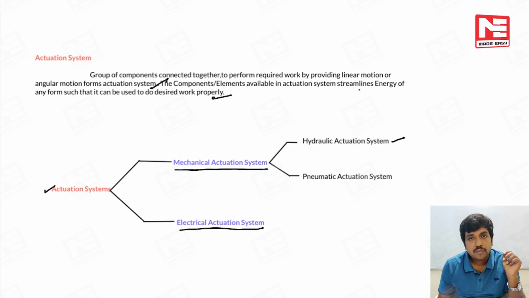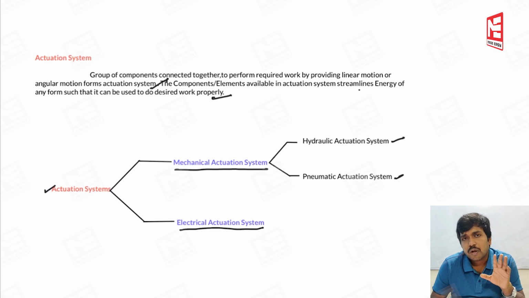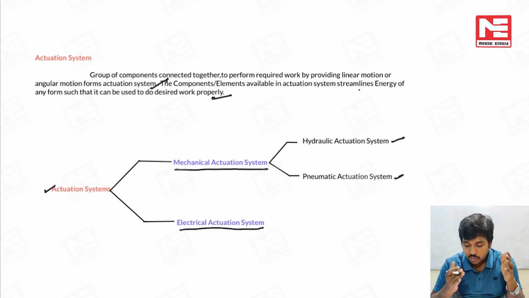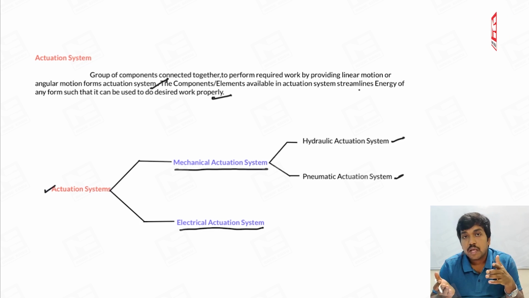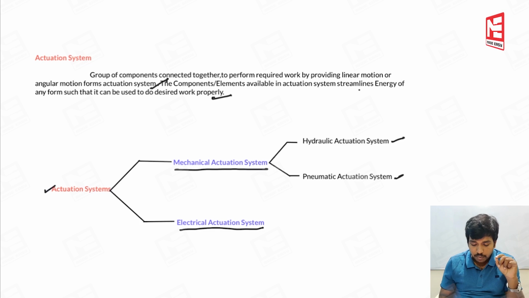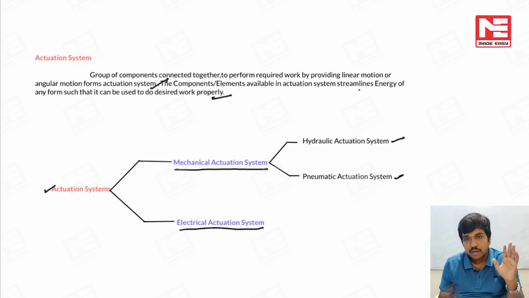The very first is the mechanical actuation system and the second one is the electrical actuation system. When it comes to the mechanical actuation system, it is again classified into two different types: one is the hydraulic actuation system and the second is the pneumatic actuation system. It's very simple to understand. If you are taking the help of liquid, then it is called a hydraulic actuation system. If you are taking the help of air, then it is called a pneumatic actuation system. If you take the help of an electrical power source, then it is called an electrical actuation system. It's quite simple. Now let me go into detail of each type of actuation system, so that all of you will understand the things very clearly.